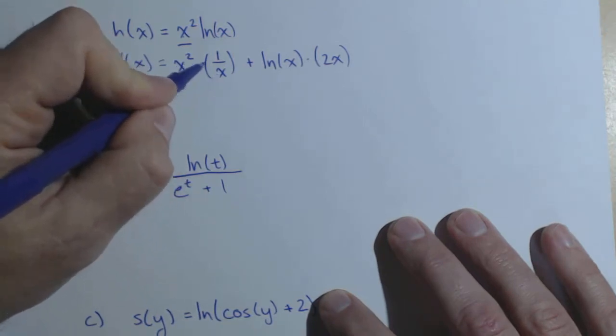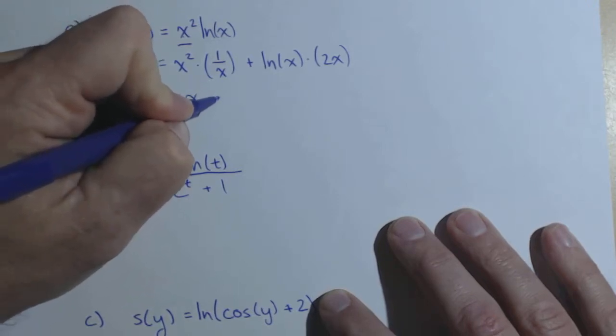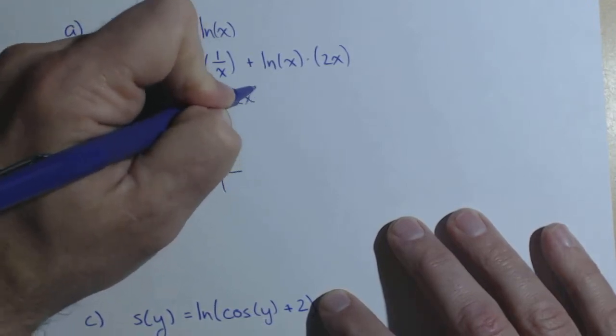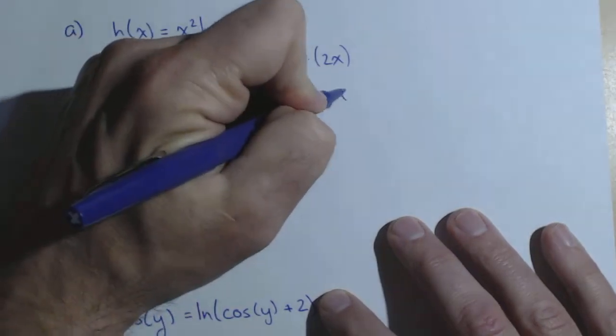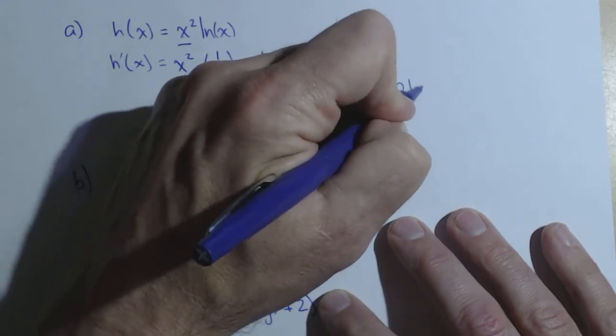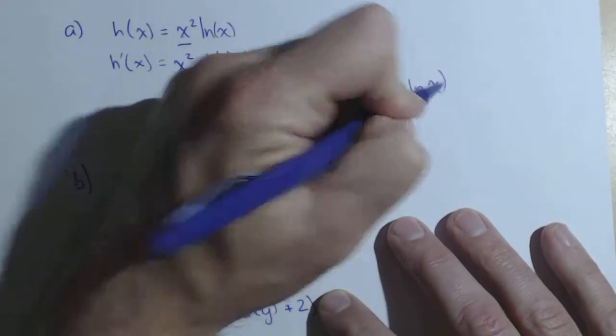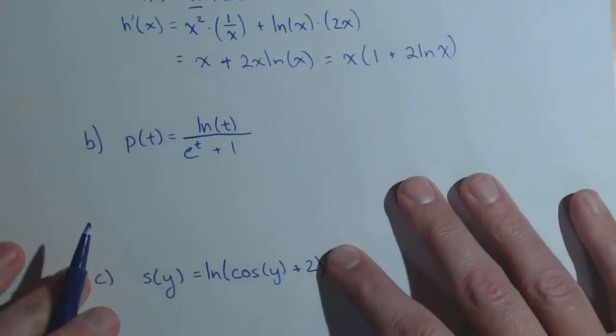A lot of times there's not going to be a ton of simplifying we can do, but we can do some canceling here. x squared times 1 over x is just x, plus 2x ln of x. And a lot of times we'll factor that x out, so x times 1 plus 2 ln of x. That's about as simplified as we can get. Let's go on to b.